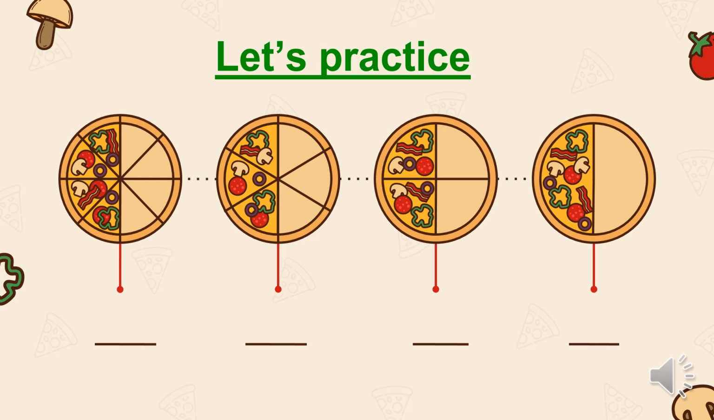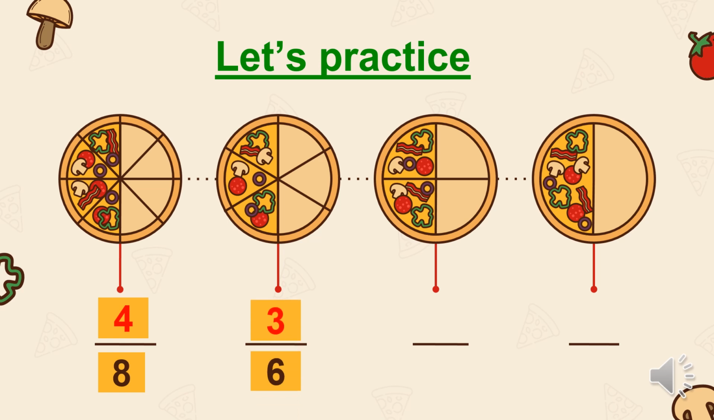So, in the first one, the total parts. How many total parts? 1, 2, 3, 4, 5, 6, 7, 8. They are 8. How many colored parts? 1, 2, 3, 4. They are 4. So the fraction is 4 over 8. Next, the total parts are 1, 2, 3, 4, 5, 6. Colored parts 1, 2, 3. The fraction is 3 over 6.